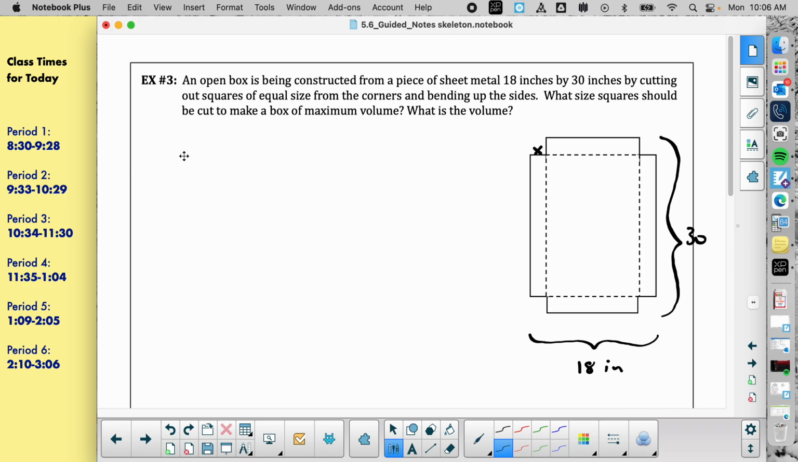Okay, our primary thing that we are trying to maximize was volume. What do I write for volume? No. It's not going to be 30 times 18 times x. It feels like it should be, but it's not. Nope.